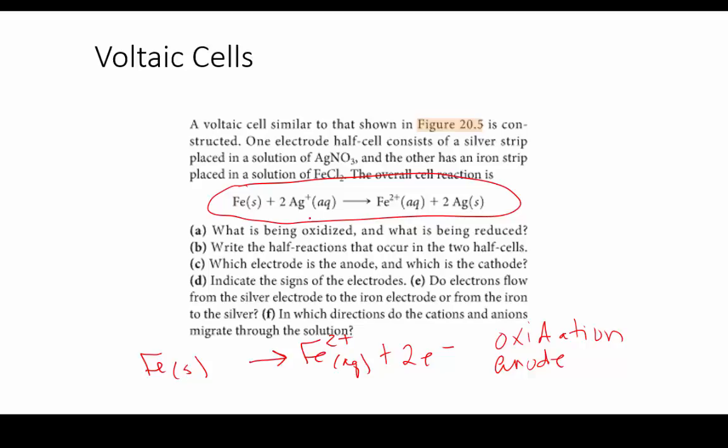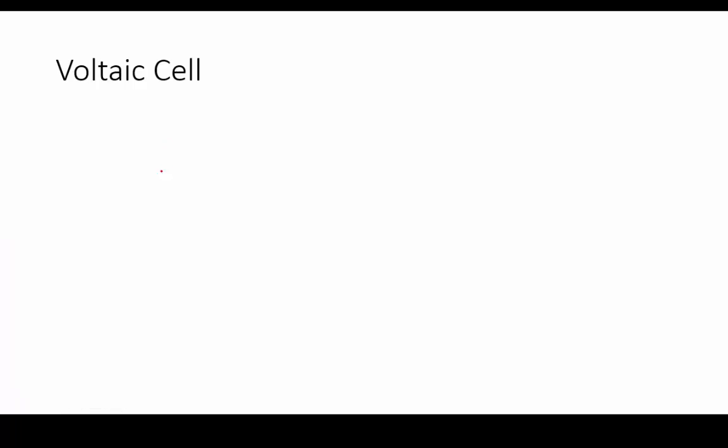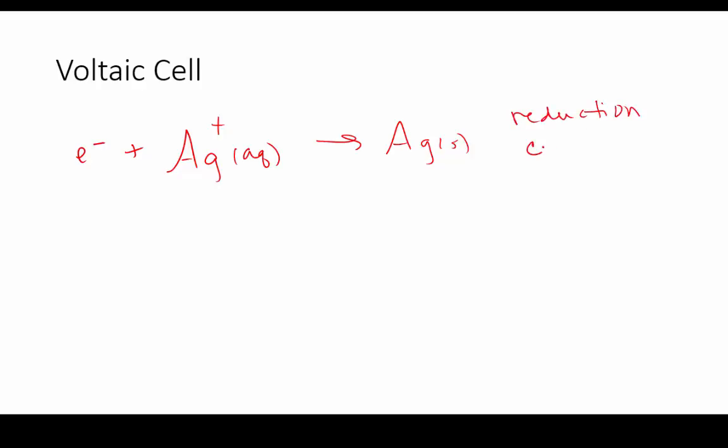My other half reaction is going to be silver plus going to silver. And in this case, if I'm going to need to balance these, I'm going to have to add an electron over here. And we can see back here that there was actually a 2 in there, and that was just to make it agree with the other one. But I can see, since the electrons are being gained, that this is going to be the reduction. And that means this is going to have to be the cathode.